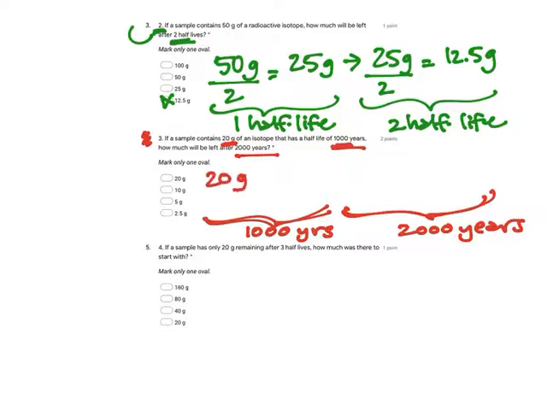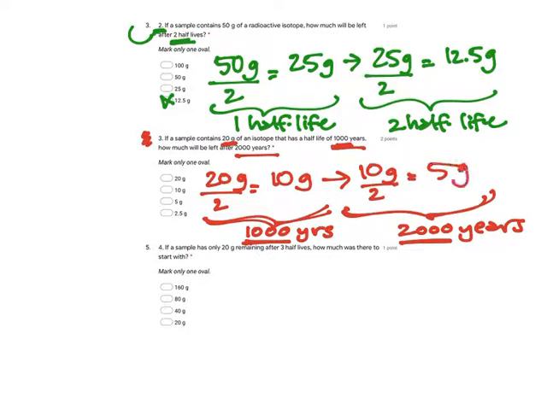So we're going to set up 20 grams divided by 2 would give us 10 grams remain after one half-life, after 1,000 years. This is asking us after 2,000 years or 2 half-lives. We need to divide this by 2 again to get our answer of 5 grams. Great job. Let's try number 4.